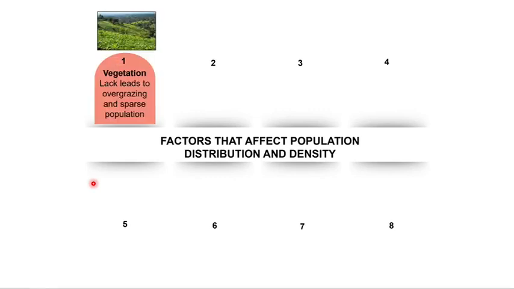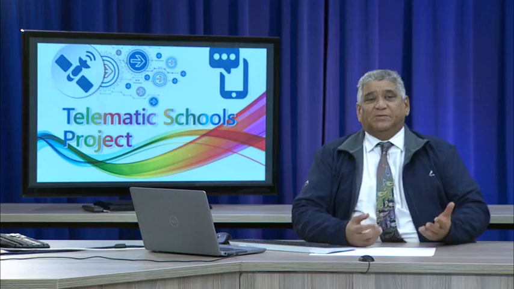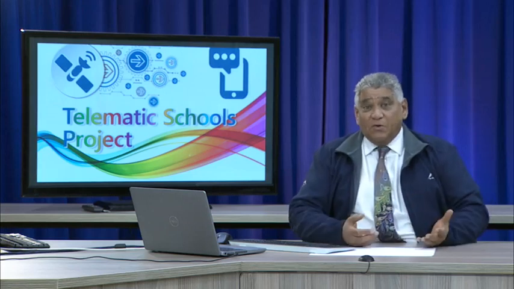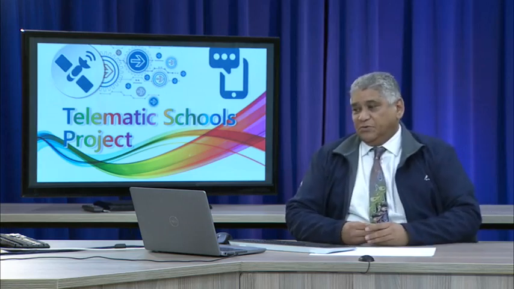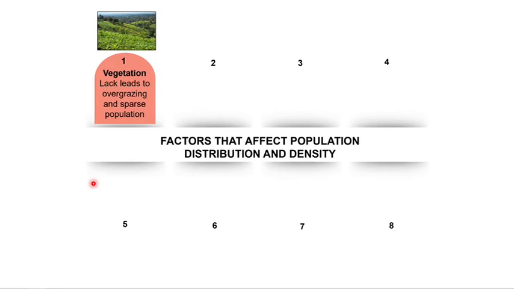The first one, vegetation. Now, when there's a lack of vegetation, of course, you will have fewer people. Because if there's a lack of vegetation, you can't have grazing for the animals, right? So you will have a sparse population or fewer people staying there.